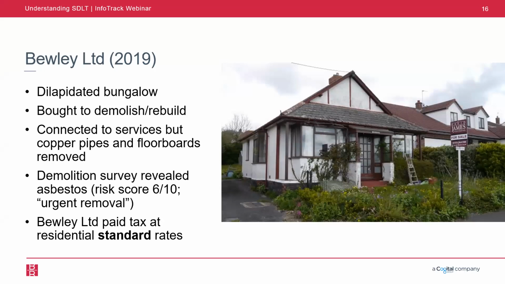Bewley, the company, paid tax at the standard rates. And in fact, if it was residential, it ought to have paid tax at the surcharge or higher rates, that 3% top up, which applies to purchases of dwellings by companies in all circumstances. So the revenue challenged that self-assessment on an inquiry. Bewley appealed.